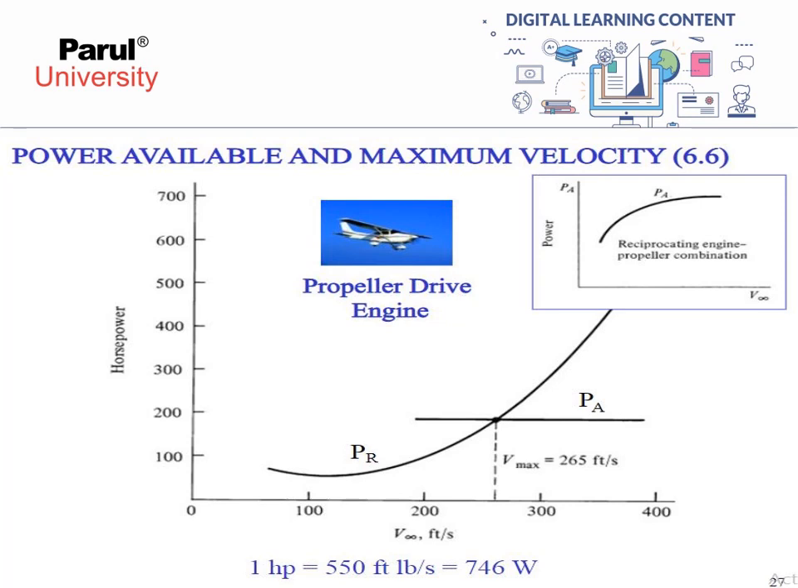Then power available and maximum velocity. In a graph for propeller driven airplanes, you can see power required and power available. The intersection between the 2 curves gives the maximum velocity. Power required is equal to power available at that point, and it gives the corresponding velocity V max. 1 horsepower is equal to 550 foot pounds per second or 746 watts. Power available is almost constant for propeller driven aeroplanes or reciprocating engine propeller combinations.